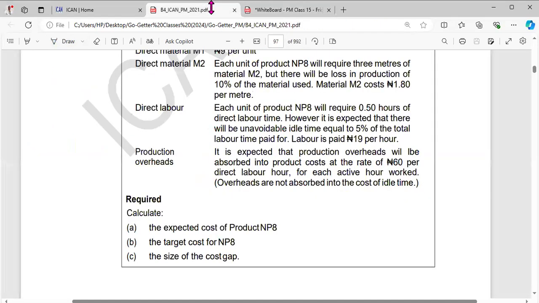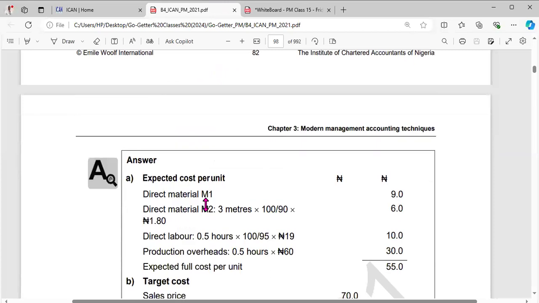So this cost gap, you need to do everything. Okay, they approximated. I didn't approximate, so I got 54.915. They got 55, so that's no problem. It's the same thing like what I did for you.